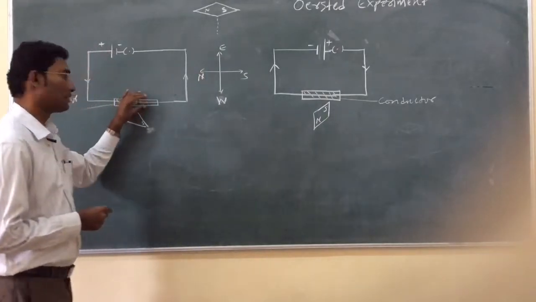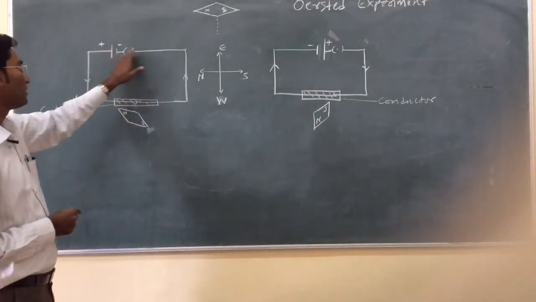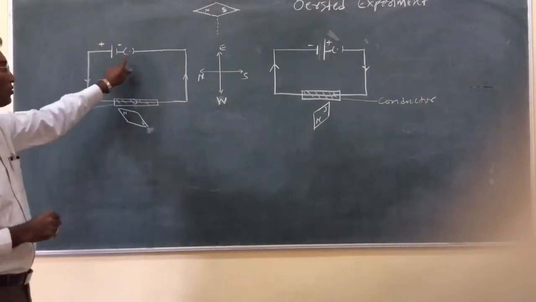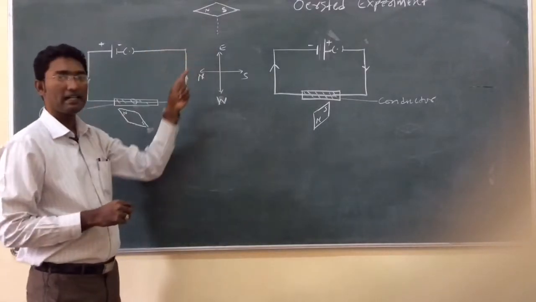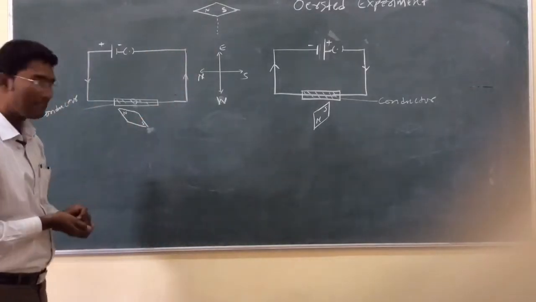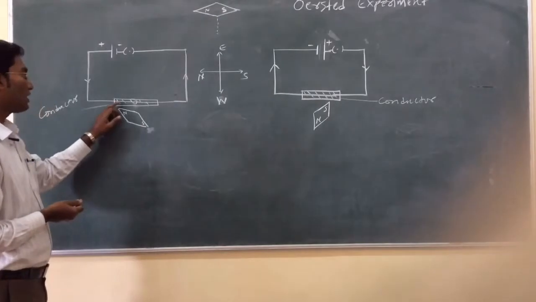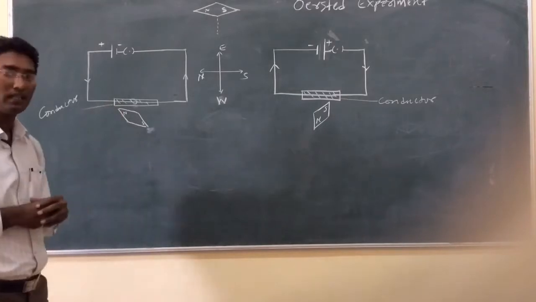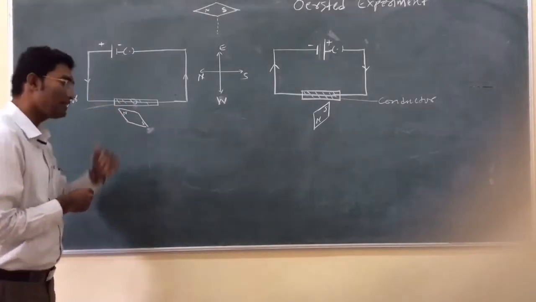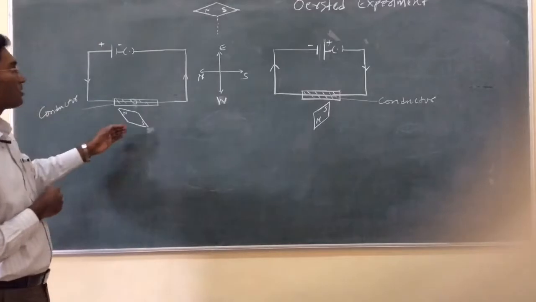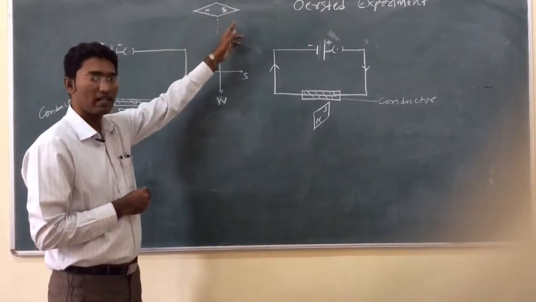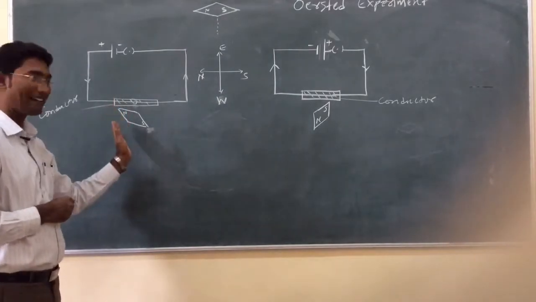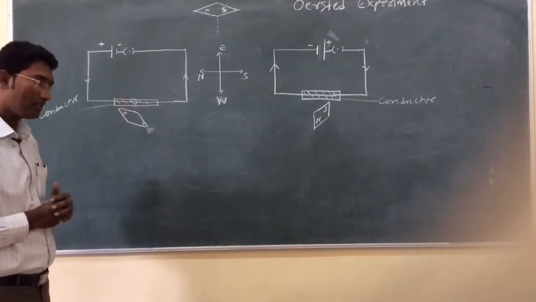Now what is done? This conductor is connected to the positive terminal and the negative terminal, so the direction of current is this. When the switch was on and the magnetic needle was brought near, you can see that the north pole of the needle got attracted towards the conductor. So there was something attracting the magnetic needle towards itself. Instead of aligning in the north-south direction, the north pole of the needle got deflected towards the current carrying conductor.